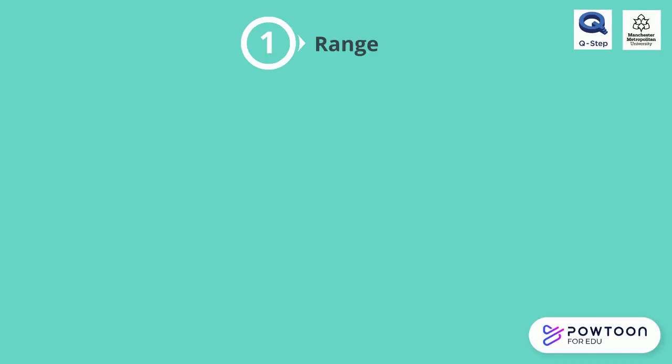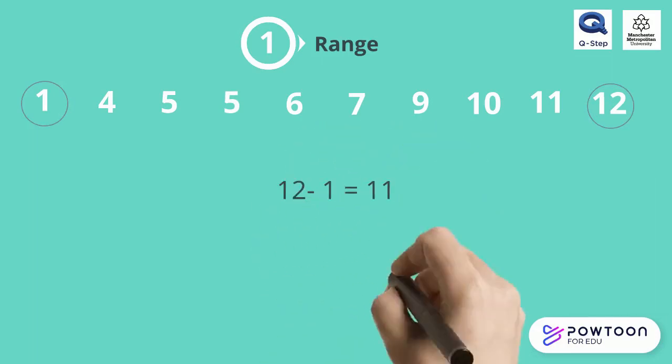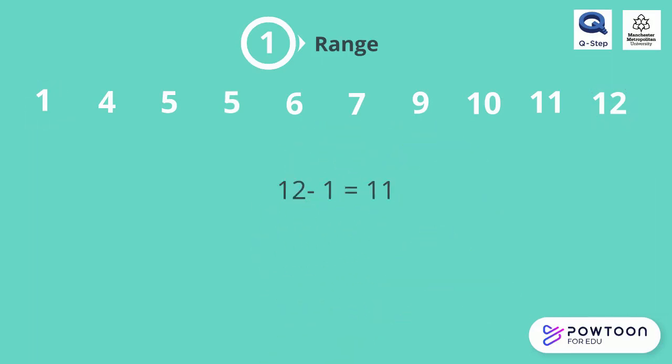Let's start with the range. The range describes how spread out our data is by subtracting the smallest value from the highest. Using the first dataset from the previous slide, we will rearrange the values in ascending order. Now we can see that 12 is our highest value, whilst 1 is our lowest. If we subtract 1 from 12, we get 11, and this is our range.